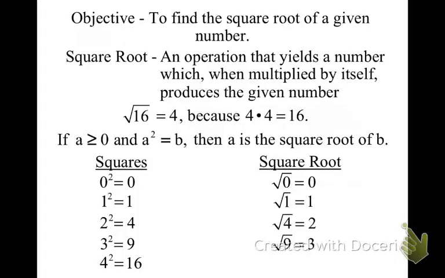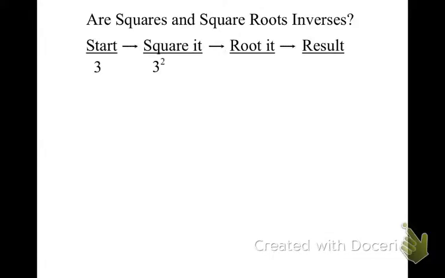All of these in the square root symbols under the radical are what we call rational numbers. Okay, they are rational because they give us a rational result, not an irrational result. All right, so our squares and roots are inverses. If we take 3, we square it, we get 9. If we root it, we get 3, right? Seems like they're inverses, right?